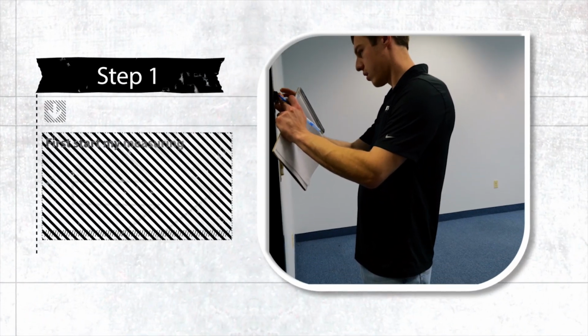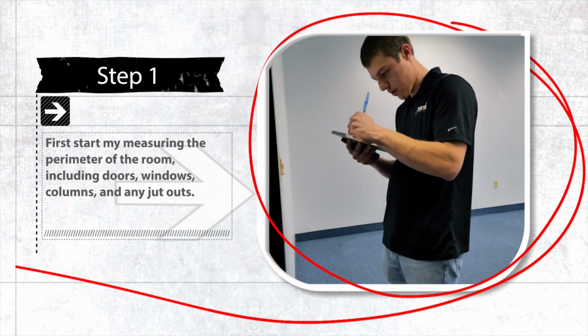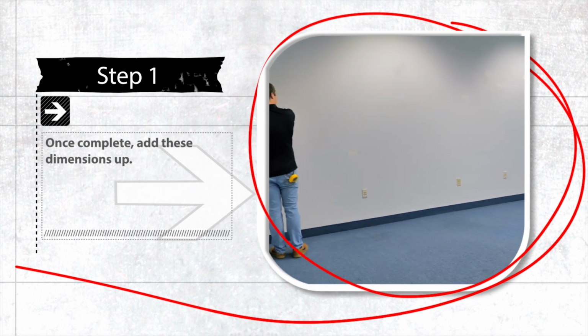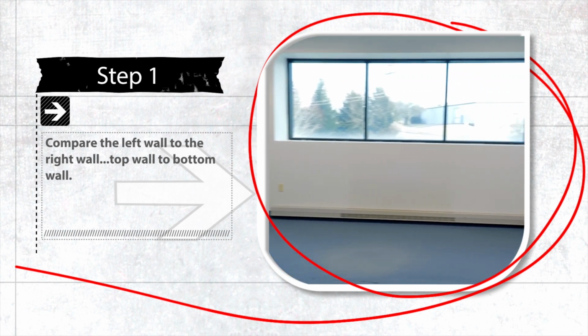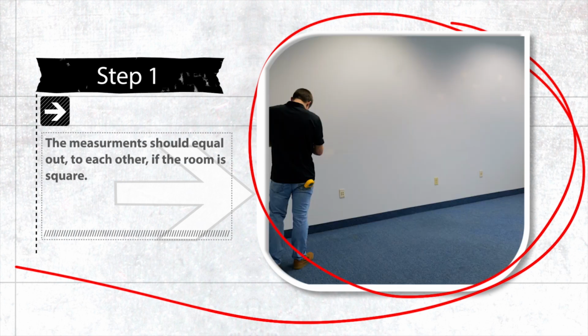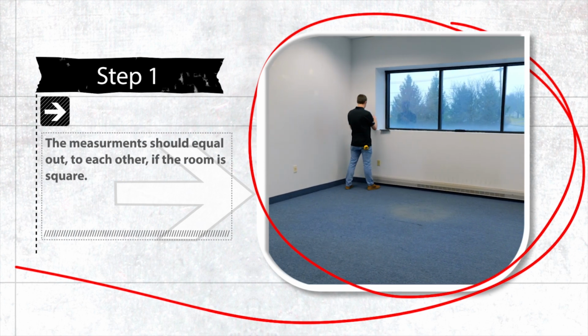First, start by measuring the perimeter of the room, including doors, windows, columns, and any jut-outs. Once complete, add these dimensions up. Compare the left wall to the right wall, top wall to bottom wall. The measurements should equal each other if the room is built square.